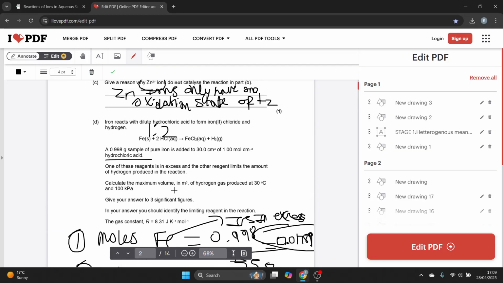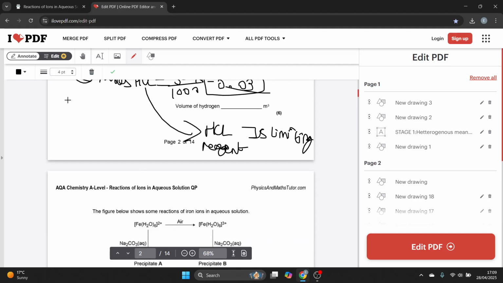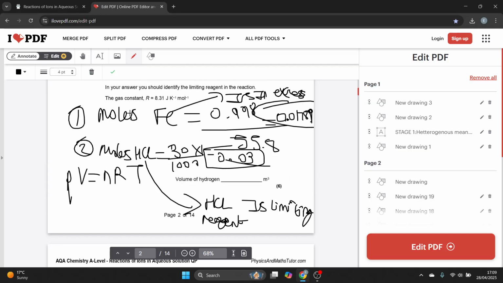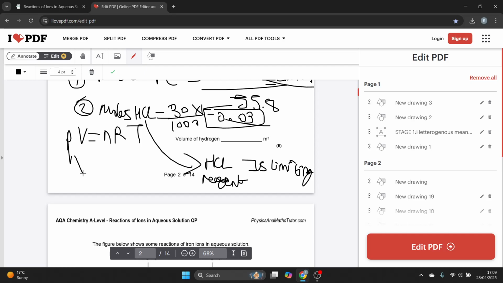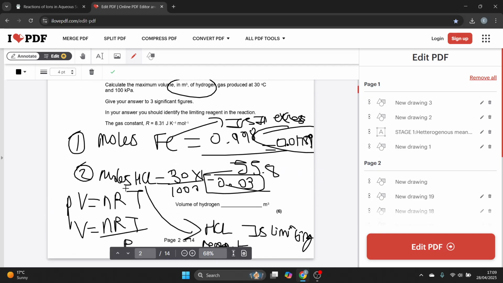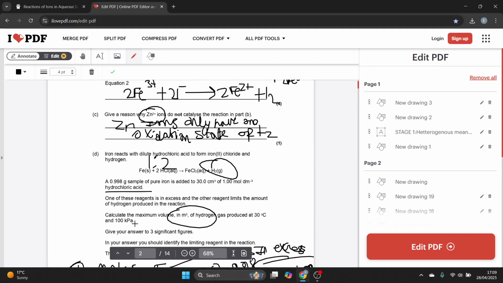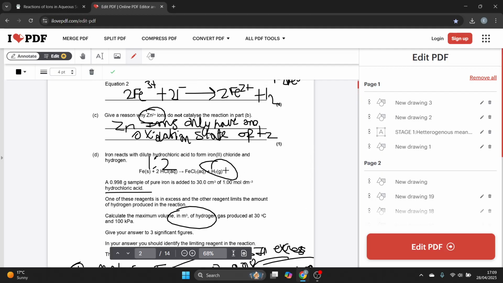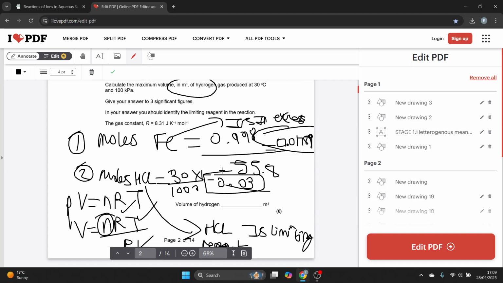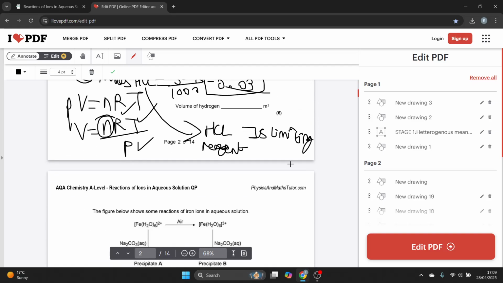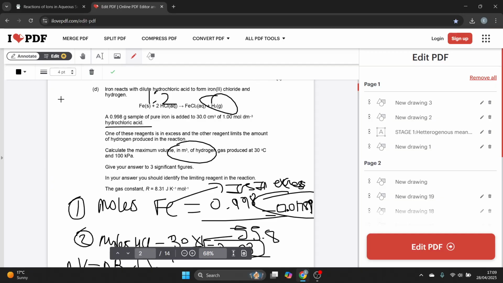Now I want to calculate the maximum volume of hydrogen gas produced at 30 degrees Celsius, 100 kilopascals. So now I'm going to use something you definitely should know by now, PV equals nRT, the ideal gas equation. I want to work out the volume, so V equals nRT over P. Now R is fine, temperature is fine, pressure is fine, it's the number of moles. I've worked out the number of moles of HCl, so to work out the number of moles of H2, I'm just going to use the number of moles of the limiting reagent. So it's very important to identify this.